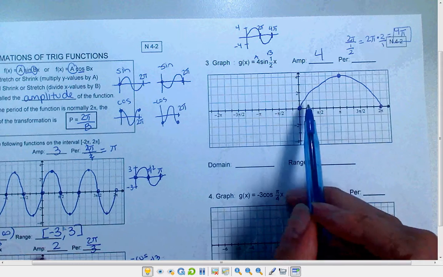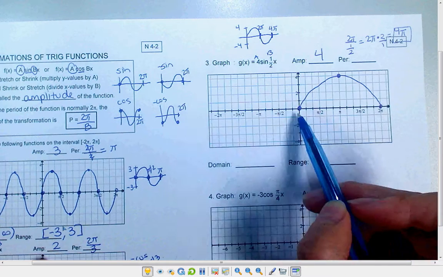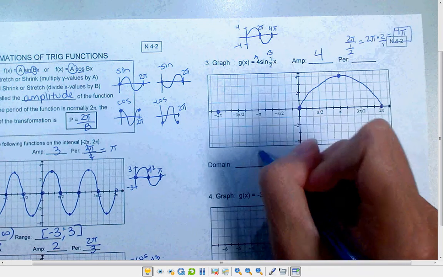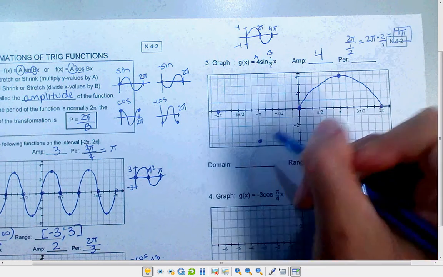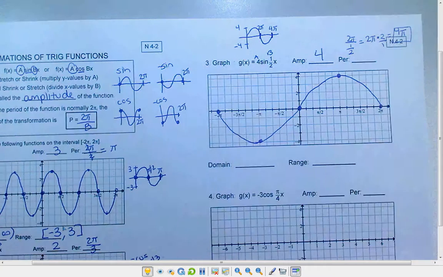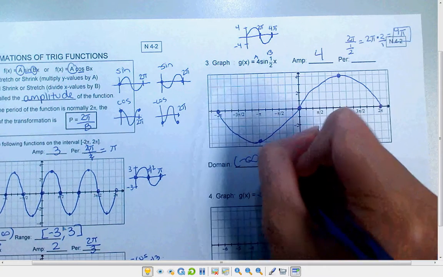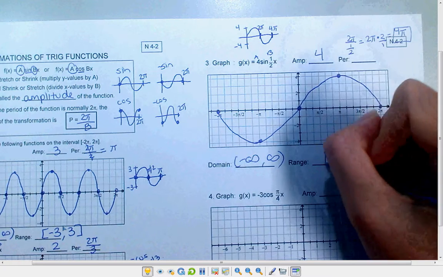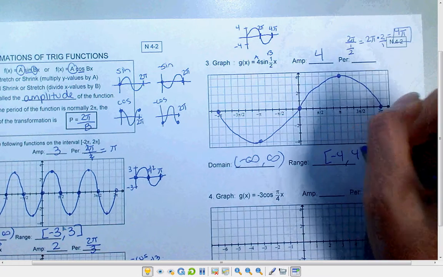So on this side, if this is a hill, we know they alternate, so down here must be a valley. Here's another 2 pi, and that means that halfway in between we want it to go down to -4. So this is what my graph looks like. Domain negative infinity to infinity. Range goes from -4 to +4.